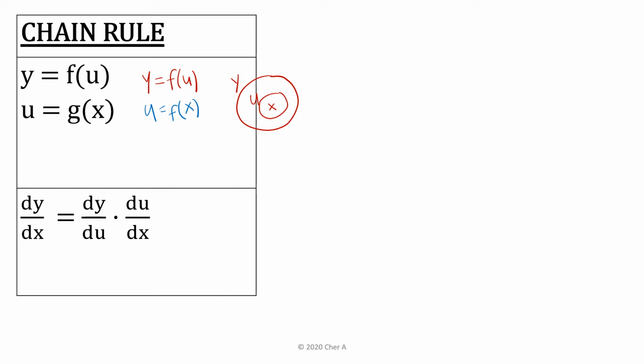The chain rule states that dy over dx is equal to dy over du times du over dx. dy over du came from y equals a function of u, and du over dx came from u equals a function of x. So basically, we are getting the differentiated function of u multiplied by the differentiated function of x. Let's look at the example.